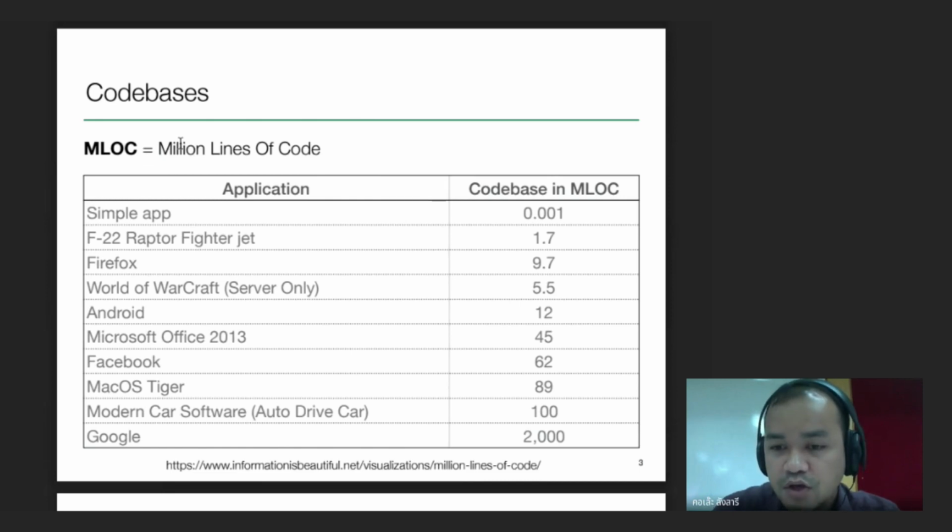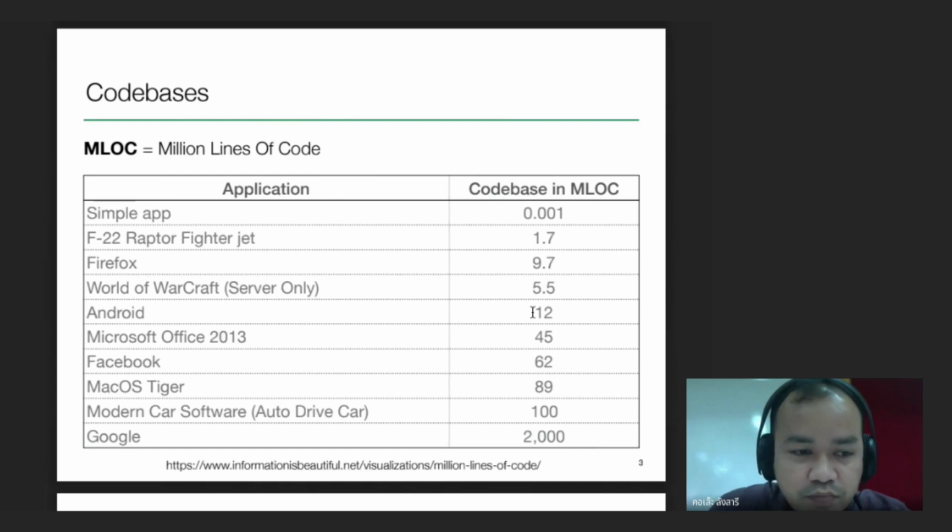If you want to create an F-22 Raptor fighter jet, it took almost 1.7 million lines of code. If you want Android, the operating system on your smartphone, it took 12 million lines of code. Imagine how long a million lines of code is.